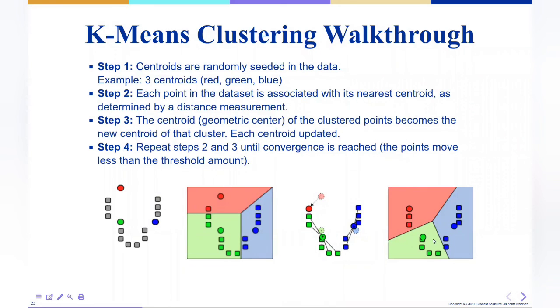Because here, green got most of the stuff and red only had one. But in this grouping, the red center has moved to accommodate, and so now it has more data. Now the data is more evenly divided. So this is what k-means does. It'll keep moving the centers around until it has a good grouping.